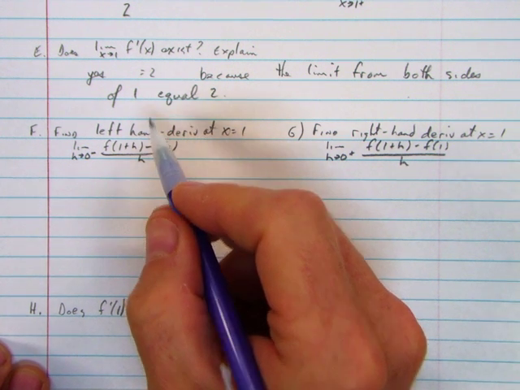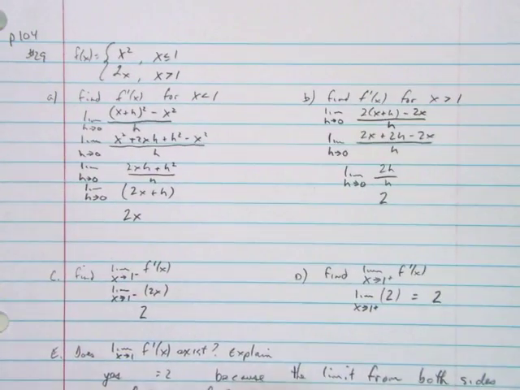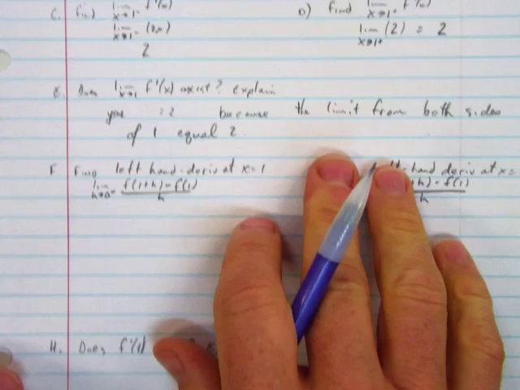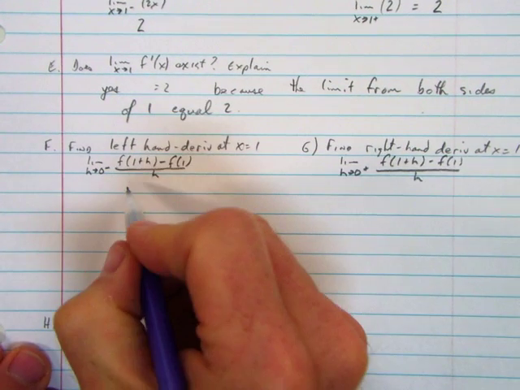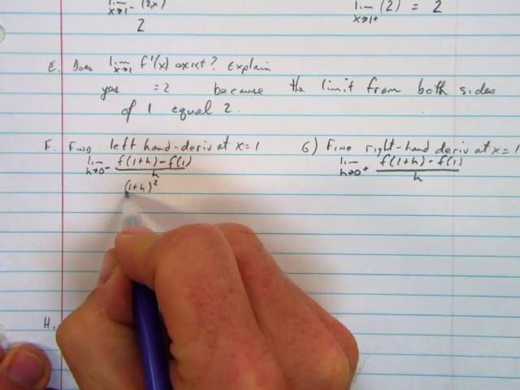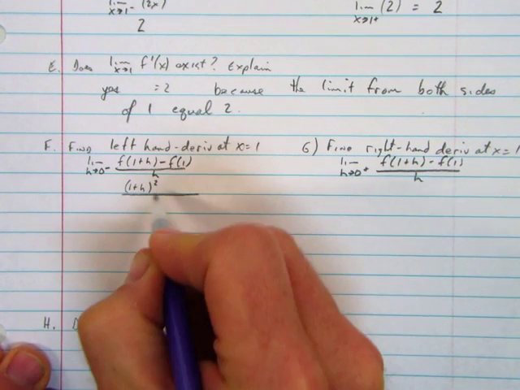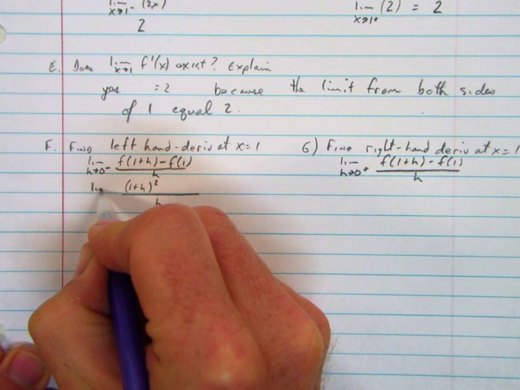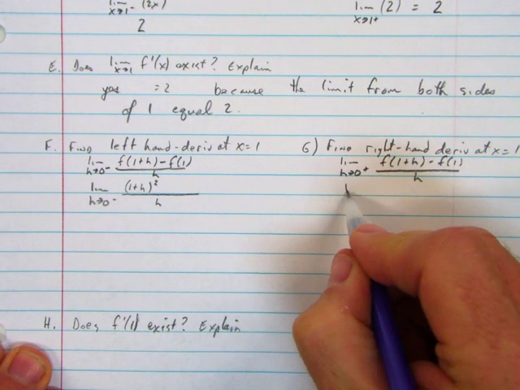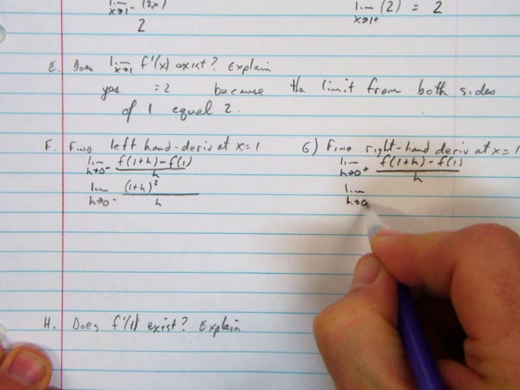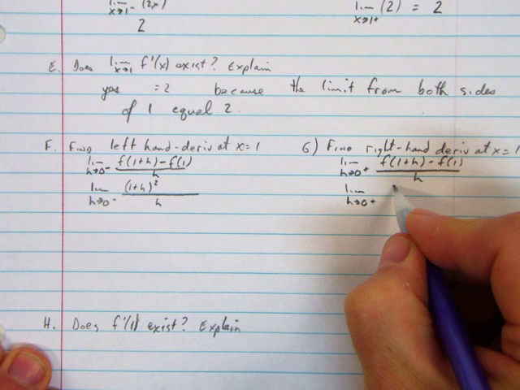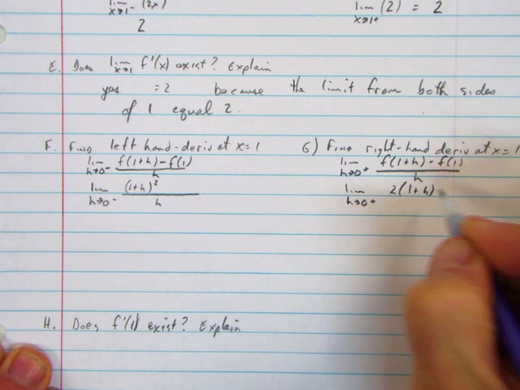We go back and look at our piecewise function. And the one less than 1 is x squared. So we're going to use the x squared for this. And we'll say (1 plus h) quantity squared, and we have over h, and we'll have limit as h goes to 0 from the left side. And similarly, when we're on this other one, we'll have plus h, but now we have a 1, so we're going to be using the other function, 2 times the quantity of 1 plus h minus.